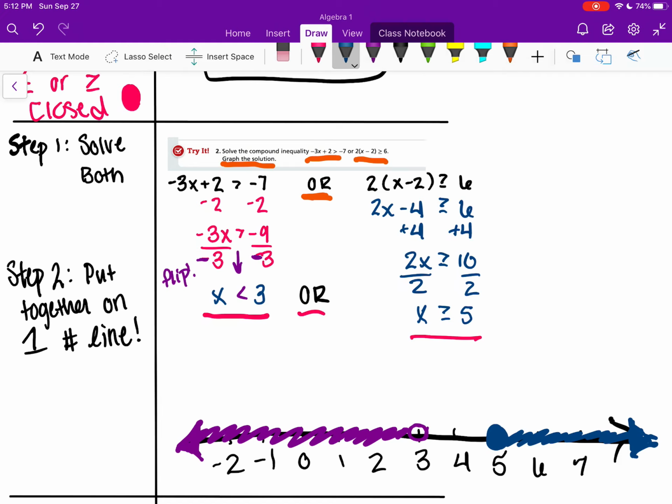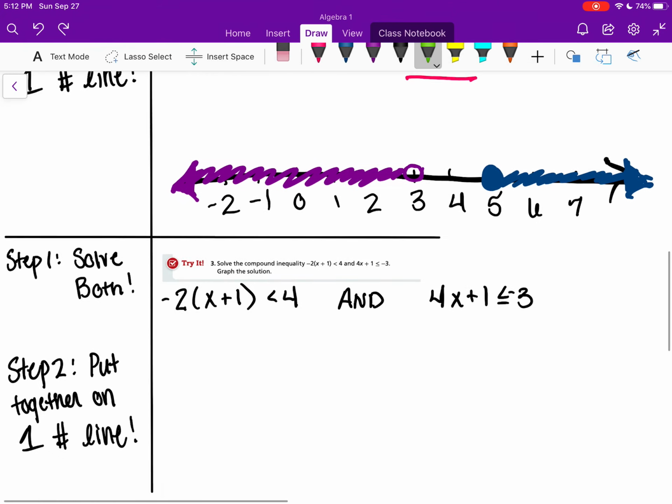So notice that your steps for solving are the same. Your steps for graphing are the same. You're just going to put them on the same number line. And we would read this as x is less than 3 or x is greater than or equal to 5. Because we have this little bit of space in the middle that's not included. That's why it's an or statement. All right, our last example is an and statement.